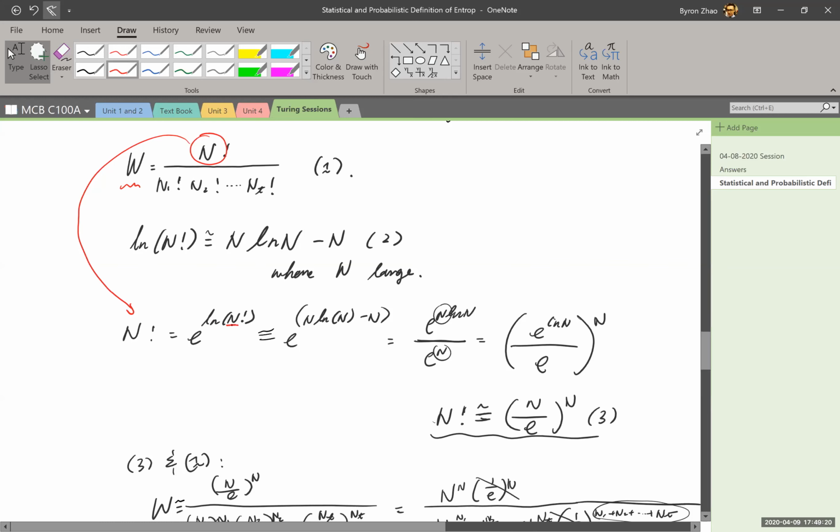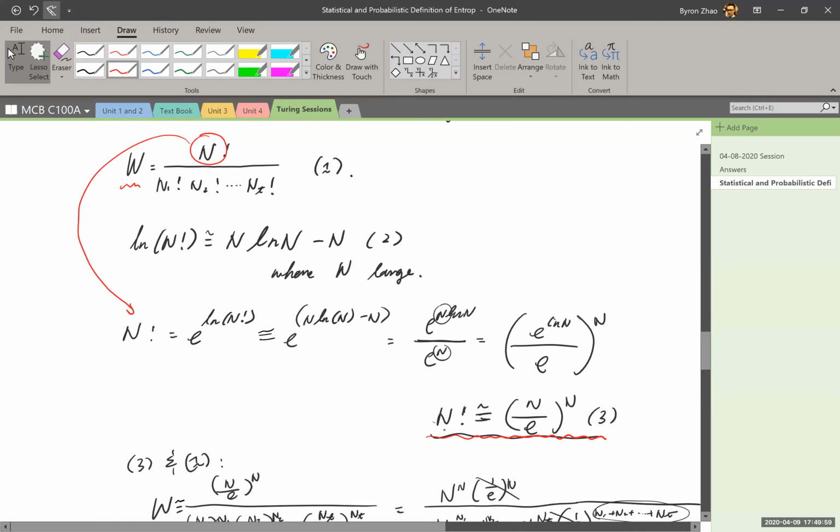And since n is large, we can use Stirling's approximation, and then we can write e to the n ln n minus n. And this is equivalent to e to the n ln n over e to the n. And then we find that these two n's can be taken out of this parenthesis. And then what we do is simplify by canceling e and ln on the top. And then in the end, we get this formula.